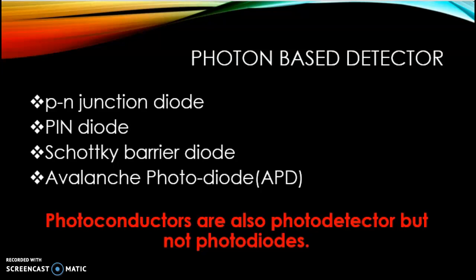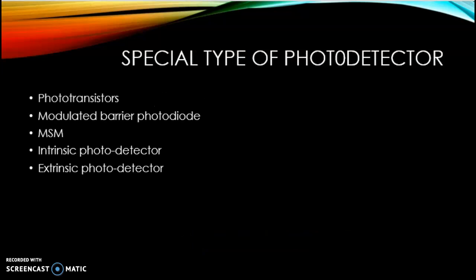Some photodetectors, the photoconductors and APD, that is avalanche photodiode, have internal gain, while pin photodiodes have no internal gain. Phototransistors, modulated barrier photodiodes, and metal semiconductor metal devices are special types of photodetectors.